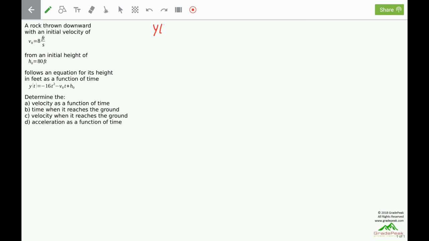The position function of time, the height in feet as a function of time, is given as negative 16t squared minus v naught, which is 8, times t, plus h naught, which is 80. The first thing we want to determine is A, the velocity as a function of time. The velocity as a function of time is the derivative of the position as a function of time.